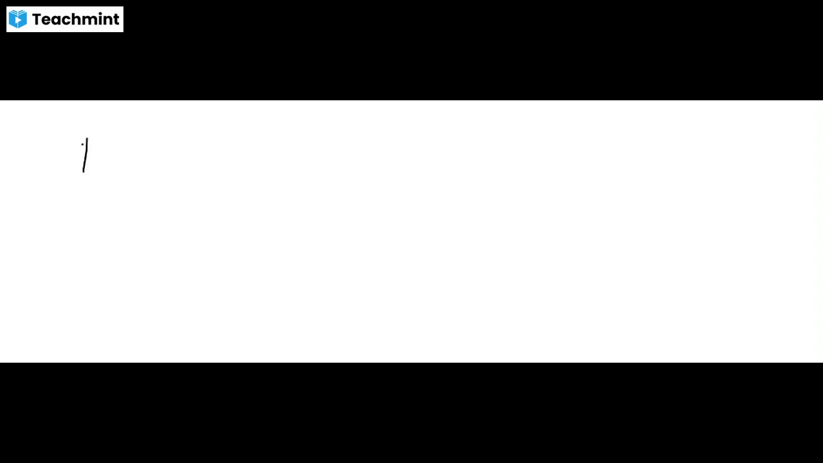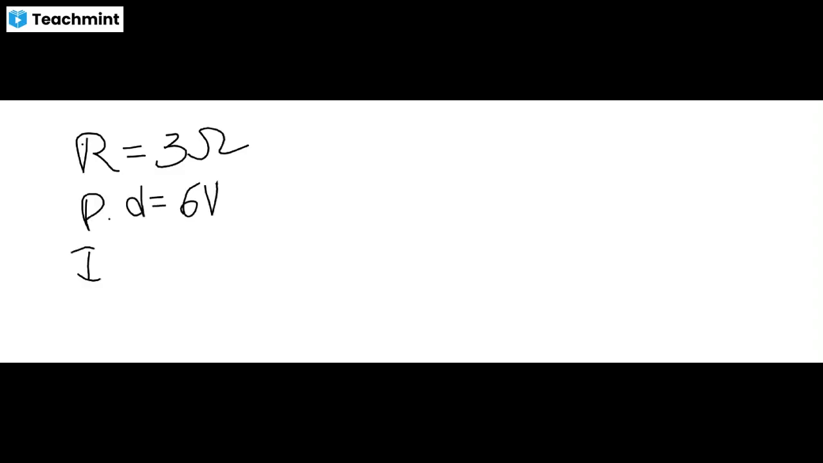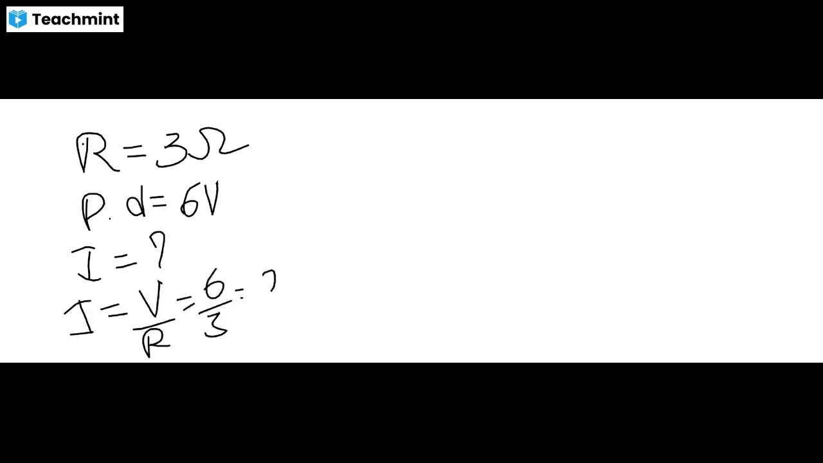Resistance of the conductor is 3 ohms. Potential difference is 6 volts. Calculate the current. It's 2 amperes. So what is the formula you're using? I is equal to V by R. So that is 6 by 3, which is equal to 2 amperes. Okay. Right. So next question.